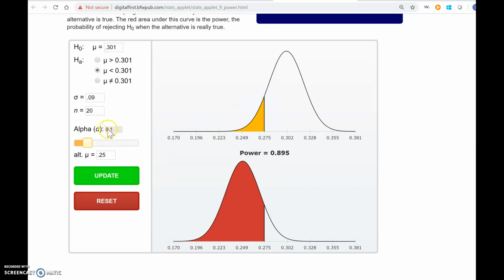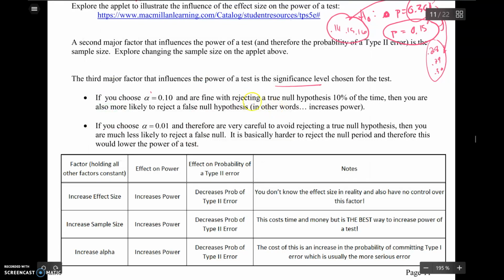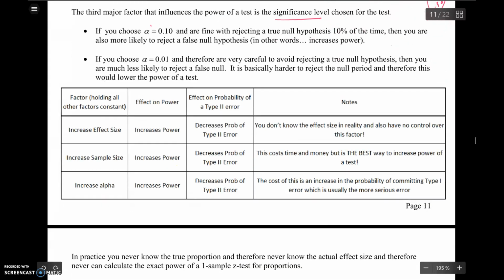But you don't want to increase your alpha value. In fact, you should run it at 0.05, so you don't really have a whole lot of control over that. But if you increase it, it does increase your power. And you can read through this if you want. So bottom line, this is what you need to know for the test.